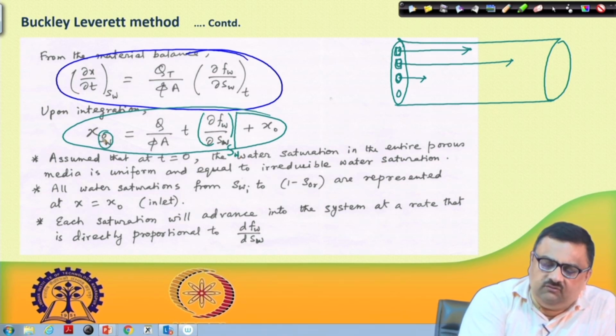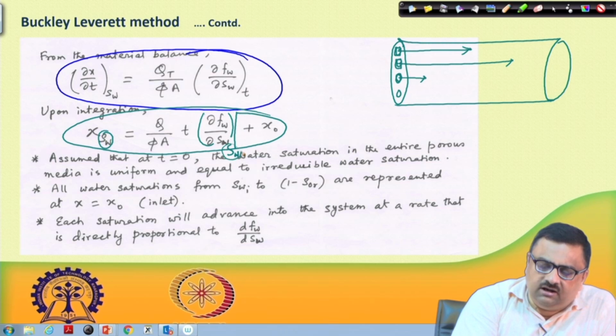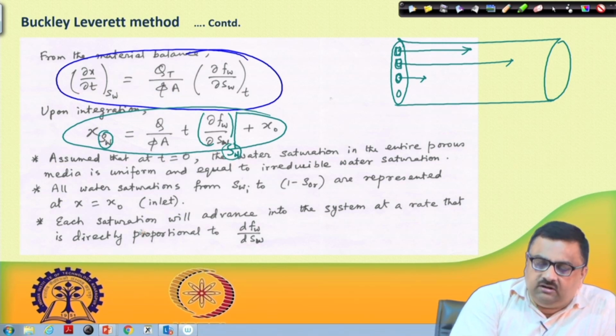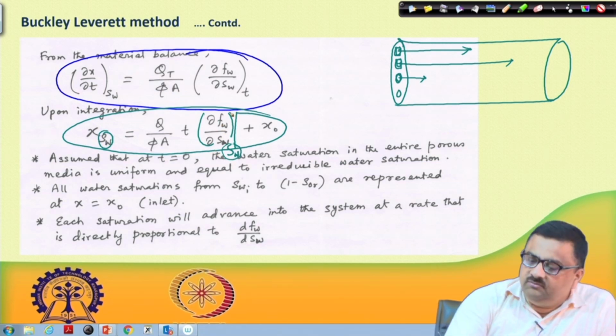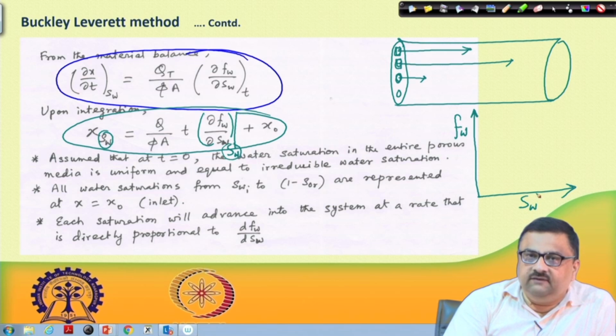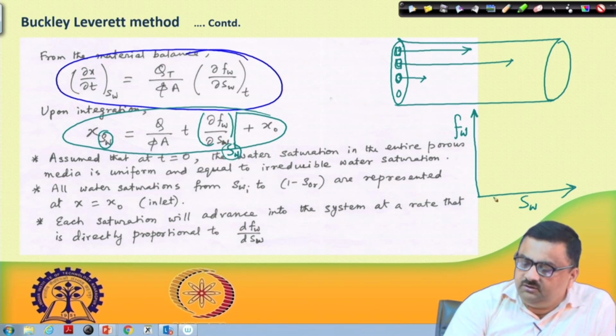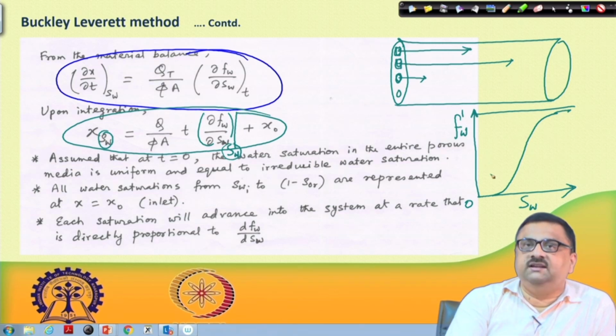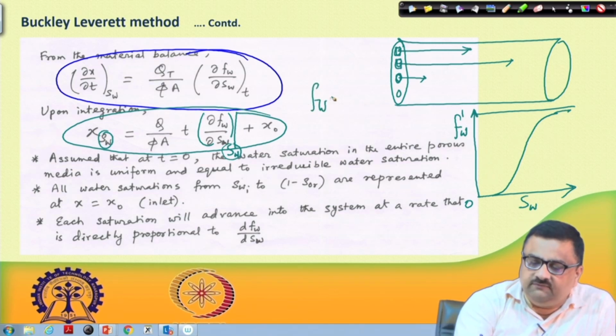So, whatever saturation we are looking at, whatever the del fw del Sw value is, this saturation packet will travel at that same rate. And how do we get this del fw del Sw? We said that we have to generate a curve or a relation, fw as a function of Sw. We need to produce a curve like this. So, fw will vary from 0 to 1, and we can obtain this curve because we know the definition of fw.